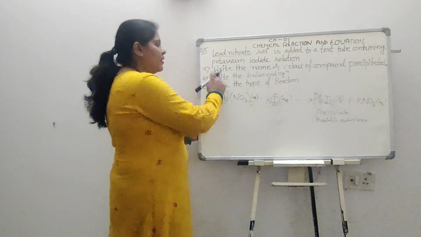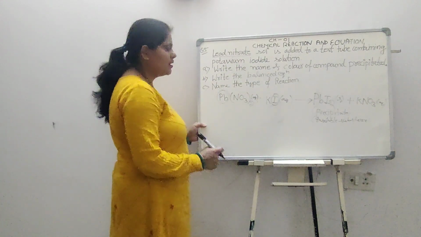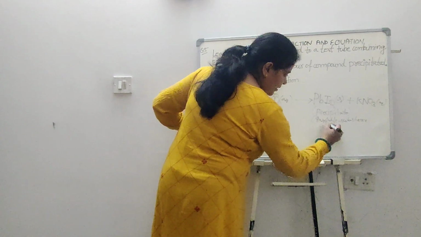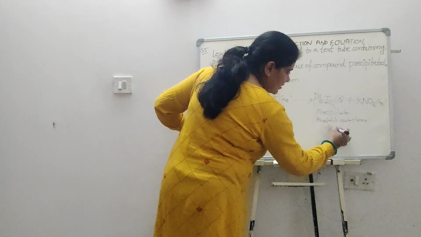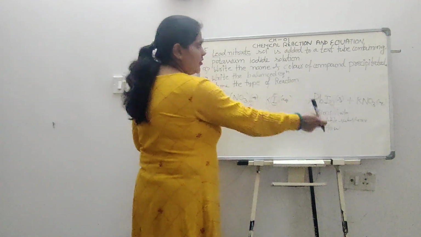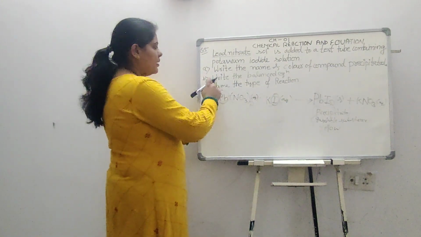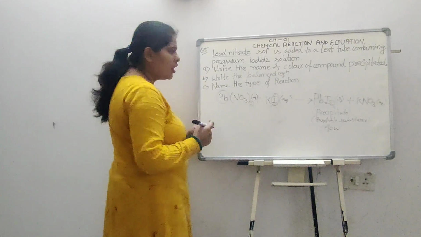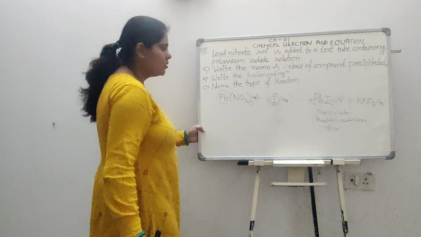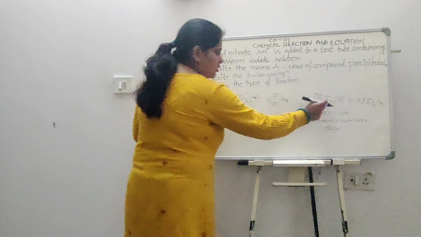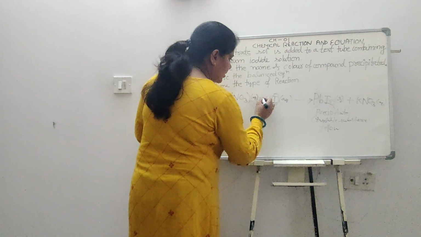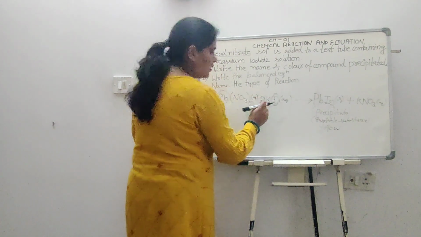Now write the name and color of the compound. In this you will get a yellow color precipitate. The precipitate you get will be yellow in color. Okay, now write the balanced chemical equation. How will you balance it? On the product side there are 2 iodine atoms in PbI2 and KNO3, so you balance it now.